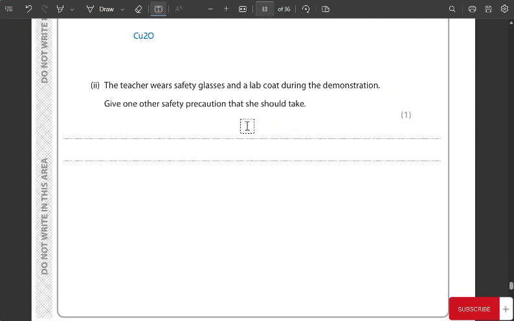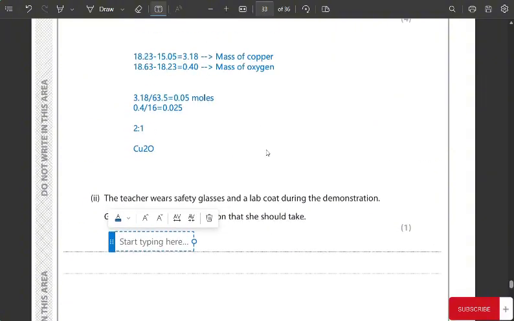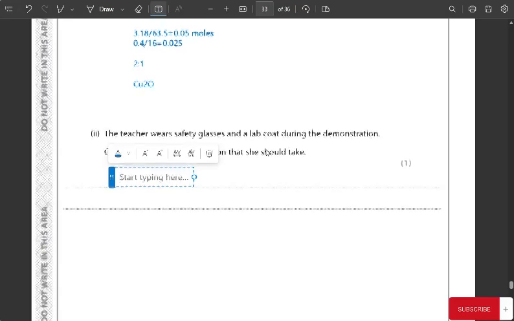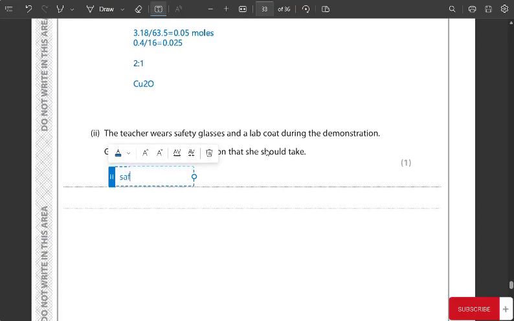The teacher wears safety glasses and a lab coat during the demonstration. Give one other safety precaution that she should take. For the reaction, we need a safety screen.